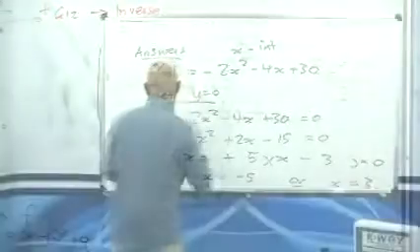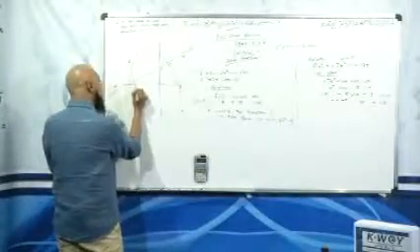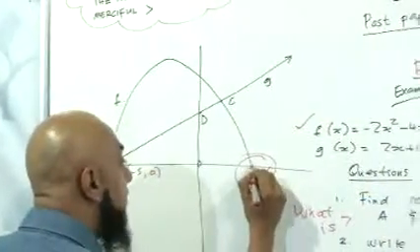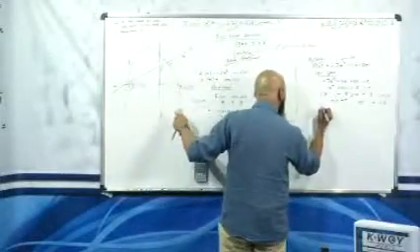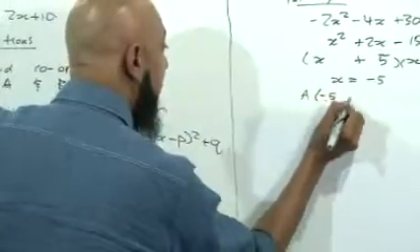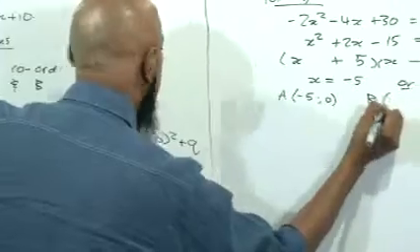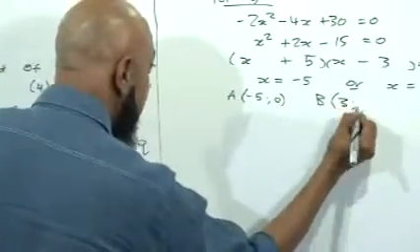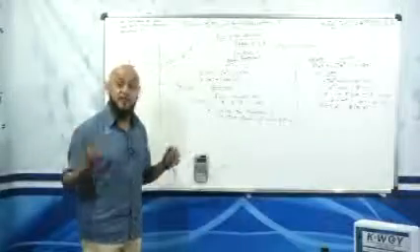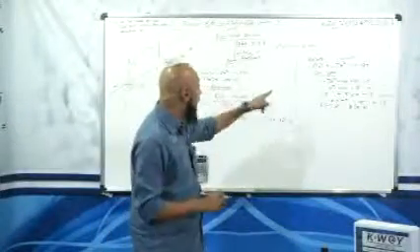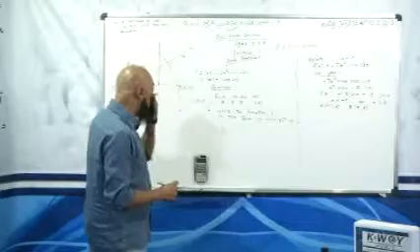So we know that x is equal to minus 5, so this must be minus 5 and 0, or x is equal to plus 3, so B's coordinates must be 3 on my x, 0 on my y. So A's coordinates are negative 5 and 0, B's coordinates are 3 and 0. And there we go, guys, you got your first 4 marks. Easy peasy, lemon squeezy. Okay, that is the process.